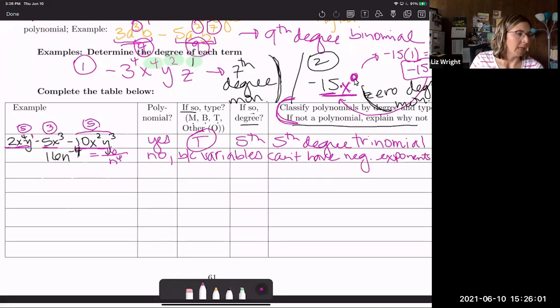Perfect. Let's try another one. We're going to do 3x squared plus 5/8 x. Ready, set, go. Try that one out. I'm going to write up another example.